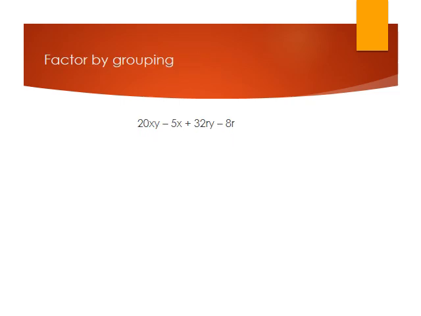So if you recall, factor by grouping, we call it factor by grouping because we group things together and we factor out the greatest common factor. So here, my greatest common factor is 5x. And if I factor that out, I'm going to get 4y minus 1. From my second pairing, the greatest common factor is 8r. And if I factor that out, I'm also going to get 4y minus 1.